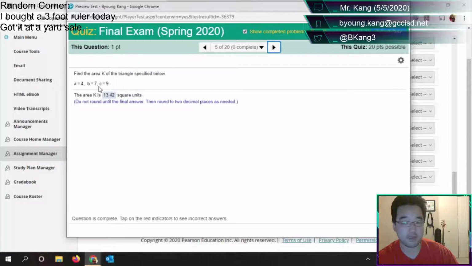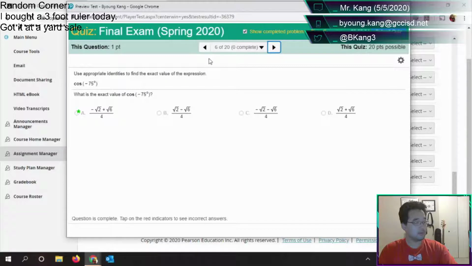Find the area. This is Heron's formula. So find the semi-perimeter and then do k equals square root of s times s minus a times s minus b times s minus c. Cosine of negative 75, you just needed two numbers that added or subtracted to negative 75. You could have used 45 minus 120, for example, and use the cosine subtraction formula, or cosine addition, whatever.